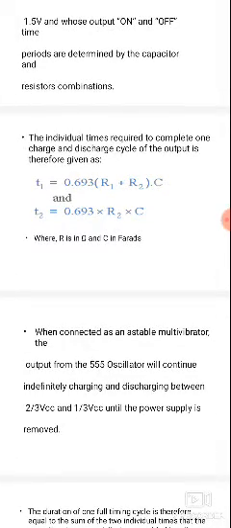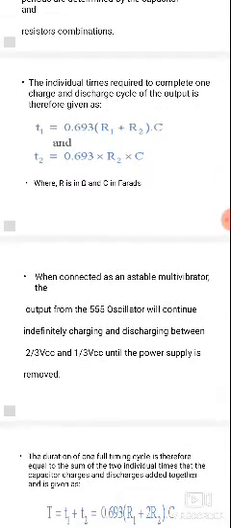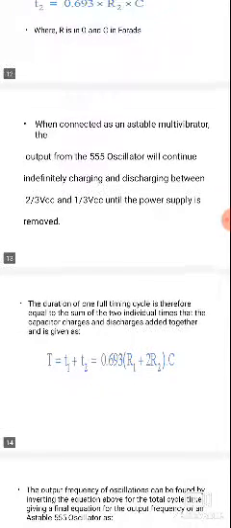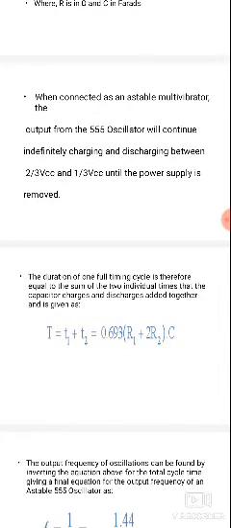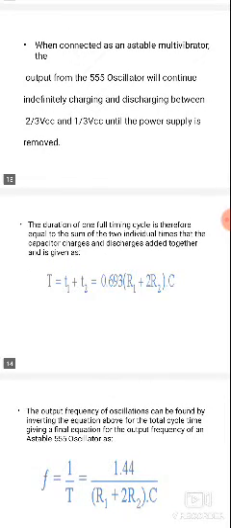Next, the 555 IC output in astable multivibrator mode moves only between 2 by 3 VCC and 1 by 3 VCC. So the total time period T is calculated from the charging and discharging times. That is, T is equal to T1 plus T2, where T1 is 0.693 into R1 plus R2 into C, and T2 is 0.693 into R2 into C. That's why we write T is equal to T1 plus T2, which is 0.693 into R1 plus 2R2 into C.